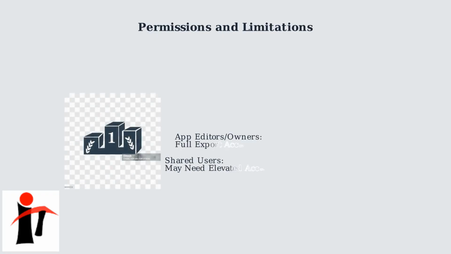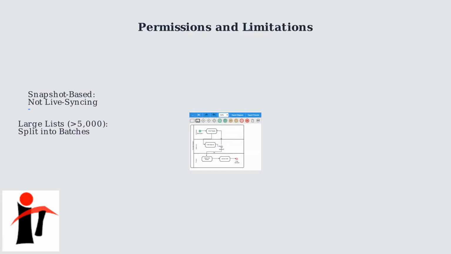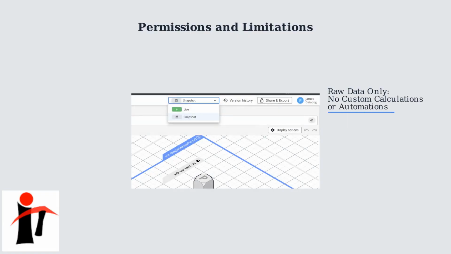Only app editors or owners have permission to export data from Podio. Shared users may require elevated access to perform exports. Exports are snapshot-based and not live syncing. Large lists over 5,000 items may need to be split into smaller batches. Custom calculations and automations are not exported. Only the raw data is included.